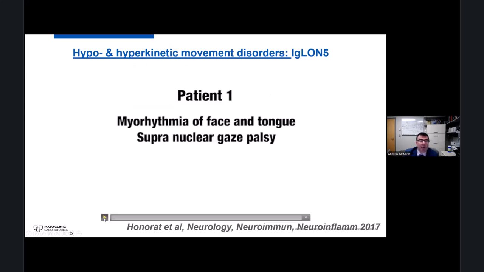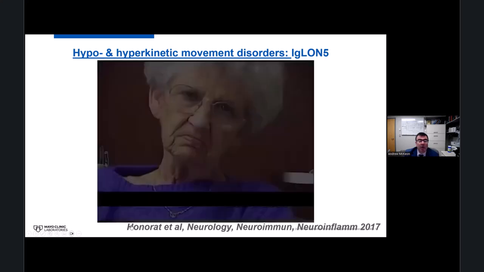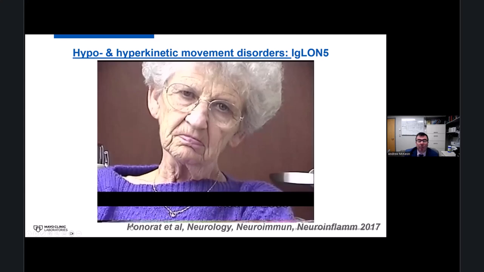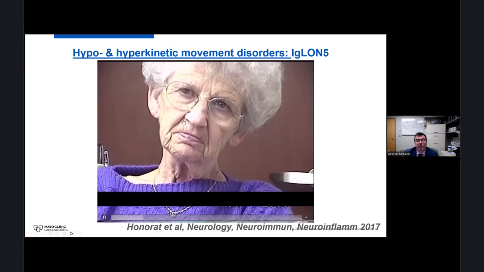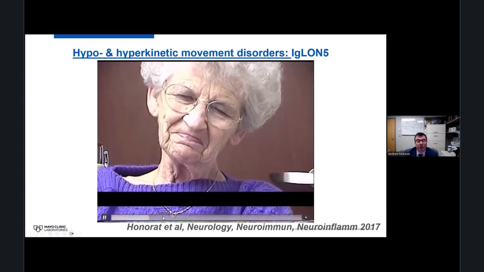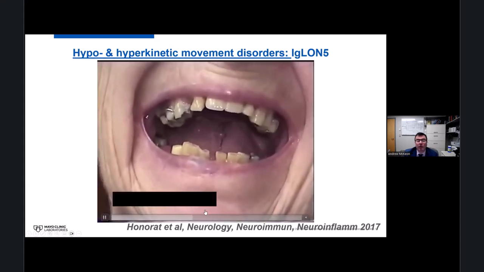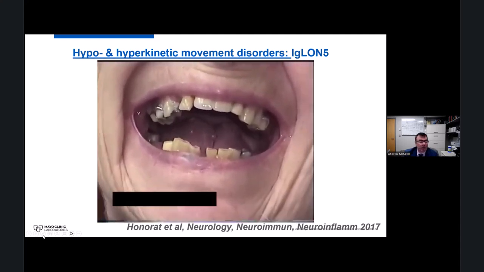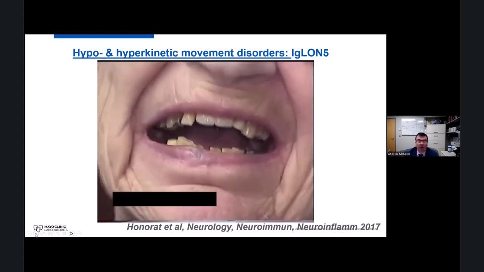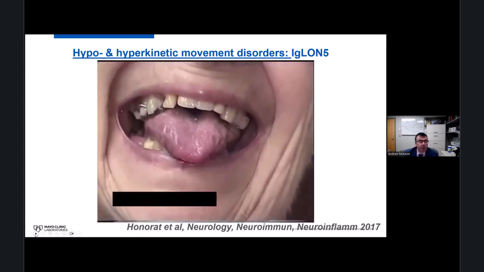So moving on, let's talk about another autoantibody where you can have different clinical presentations. Here's one, the IgLON5 antibody, and this particular patient had more of a brainstem encephalitis presentation with this facial myokymia, but also had some jaw dystonia, limited jaw opening, as you can see here, as well as myokymia of the tongue. And so she had IgLON5 antibody.